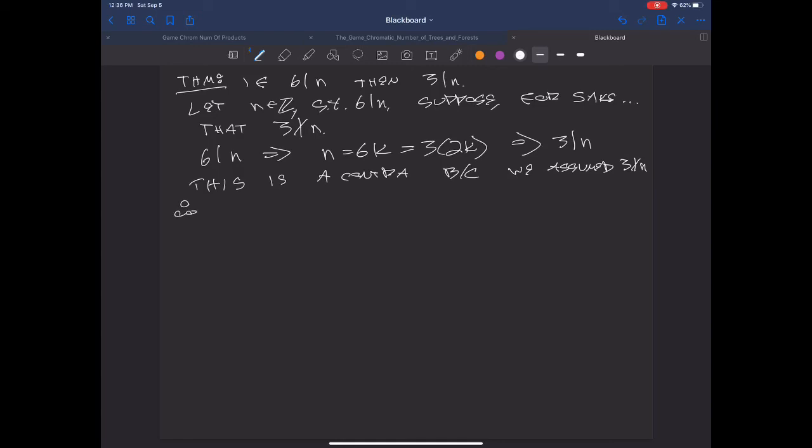Therefore, the theorem must be true. All right, and there are better ways of writing that, and we can talk about those when you present. I'm just writing quickly to get the idea across here.